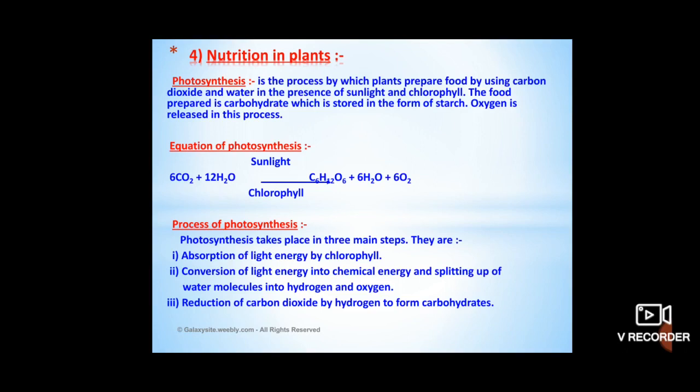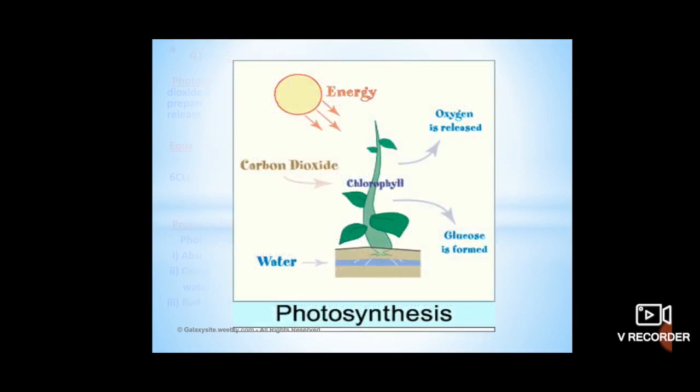Hope you understand, students. So how does this process take place sequentially? Let us discuss now. Here in the picture that you are going to observe, energy is absorbed by the chlorophyll. Chlorophyll is a kind of pigment that helps to absorb the sunlight and convert the light energy into chemical energy. Then after that, the roots play a major role in the absorption of water and other nutrients, and the carbon dioxide is absorbed by the leaf.